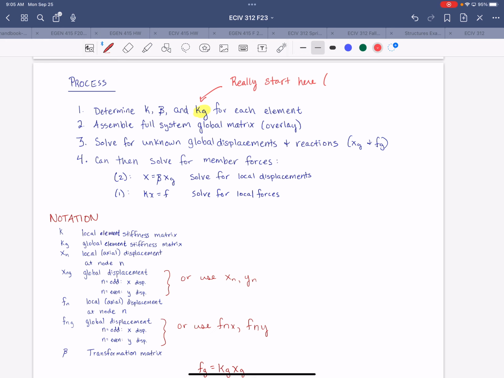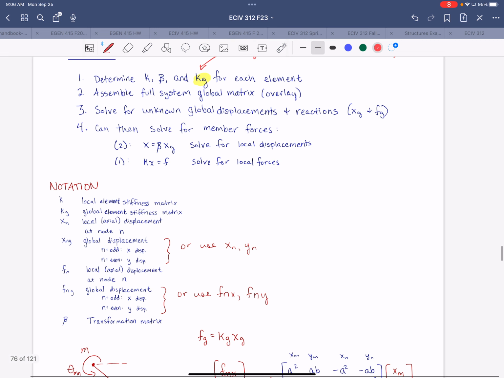In order to do that, of course, it's assumed that you know the angle theta and you also know the relative AE over L property for the element that you're writing the global element stiffness matrix equation for. Once you have Kg for each element, then you can start applying the overlay. That's assembling all of the elements together to represent the entire system. And again, that's in terms of global coordinates. Then once you have your overlay, you solve for the unknown global displacements and reactions.